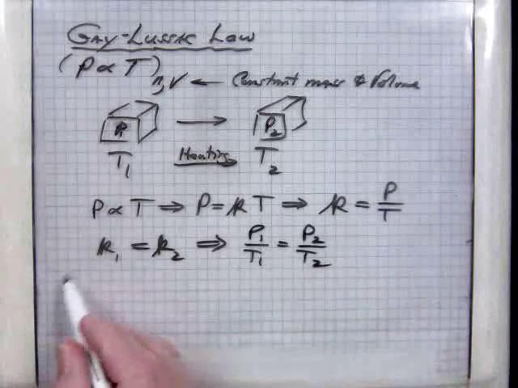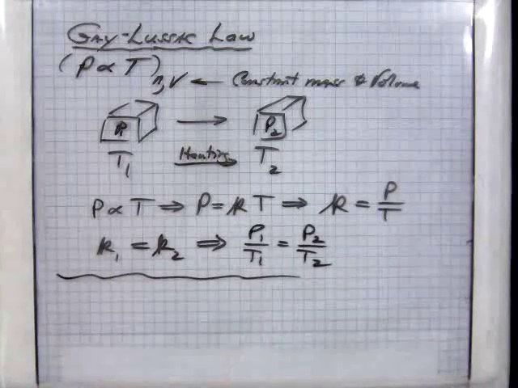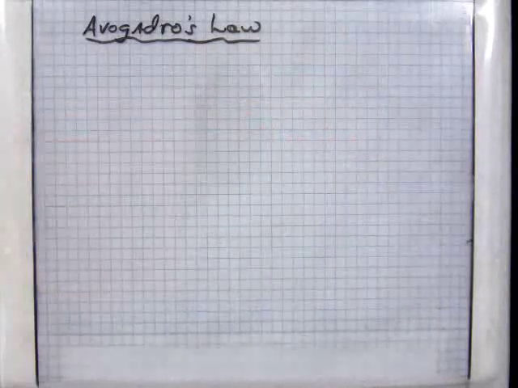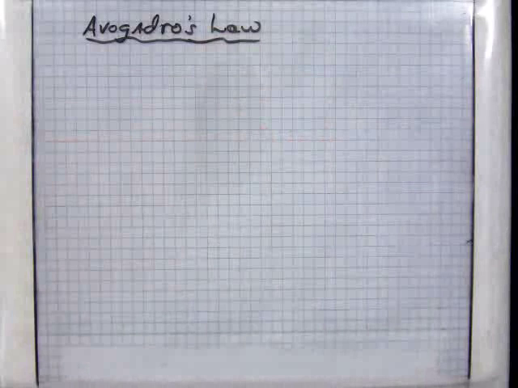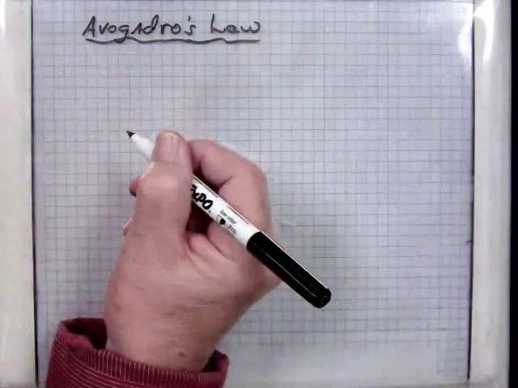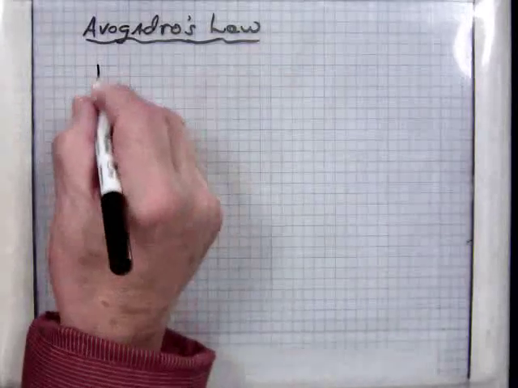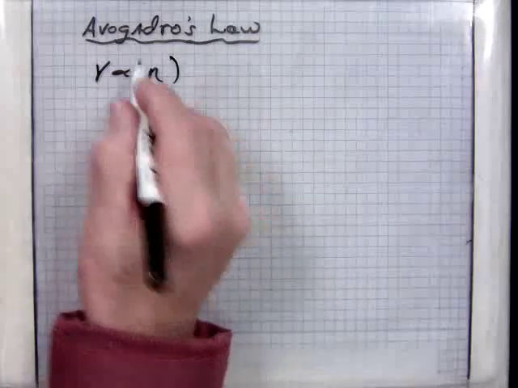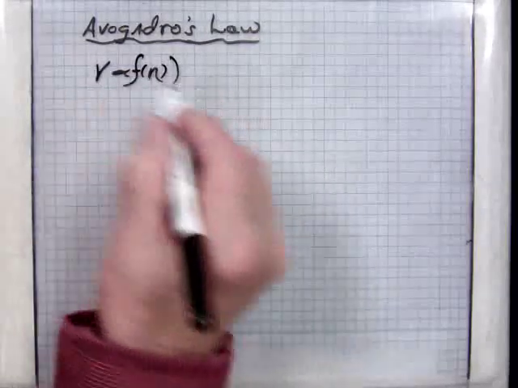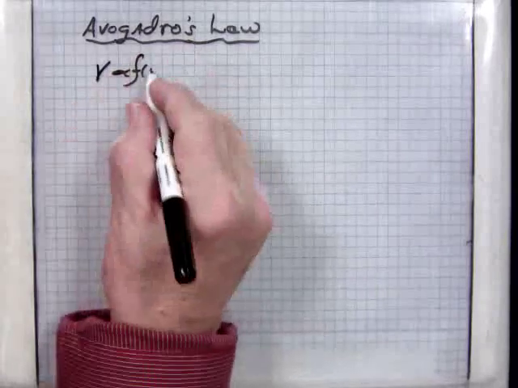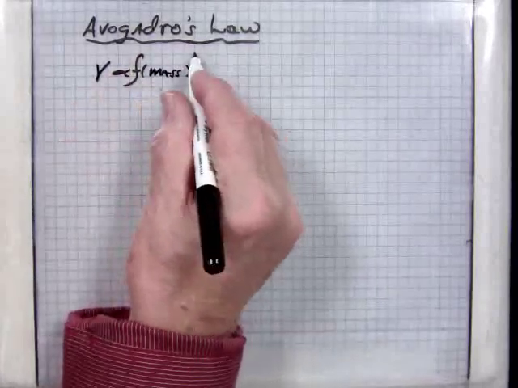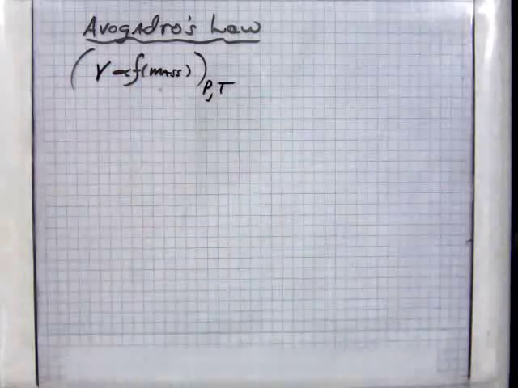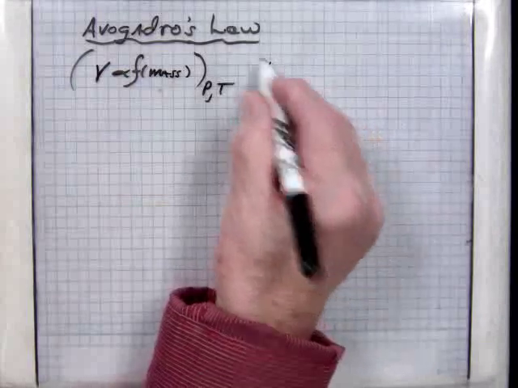Then the last one will be Avogadro's law. And this one is a mass-volume relationship with pressure and temperature constant. So volume is directly proportional to mass, like blowing up a balloon, at a constant pressure and temperature. So this is blowing up a balloon.